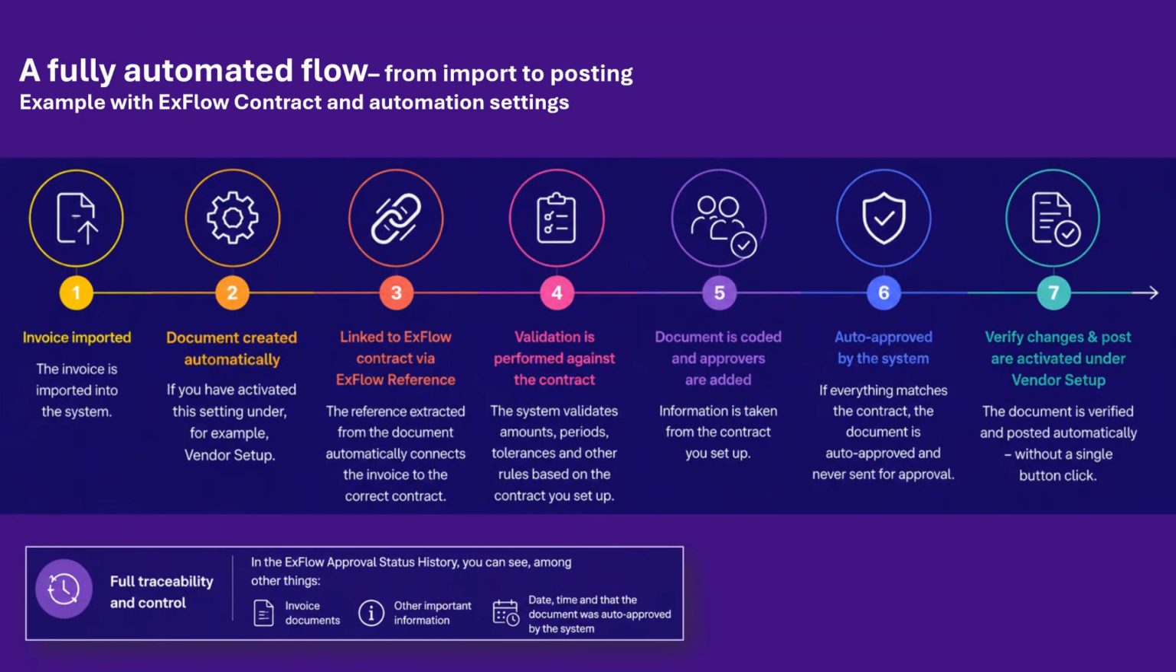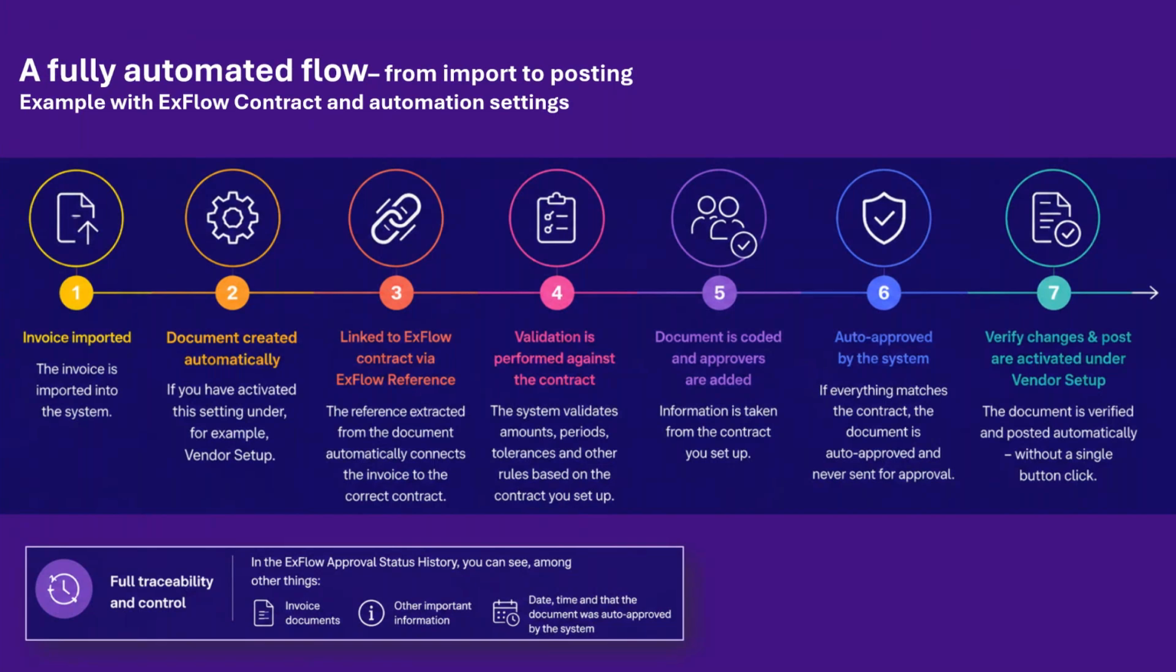So here we can use ExFlow contract, both to track expected invoices and missing invoices and amounts, and if you receive an invoice with too large amounts. And you can also automate the entire document handling process. The first step is setting up a contract in the system. When the contract is created, a reference is also generated. And that reference can be interpreted directly from incoming documents and used to automatically connect the invoice to the correct contract, in ExFlow contract, that is.